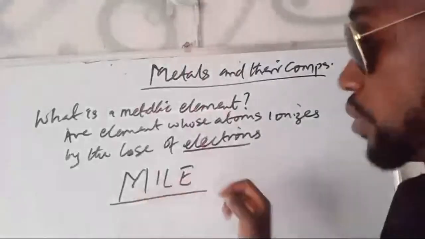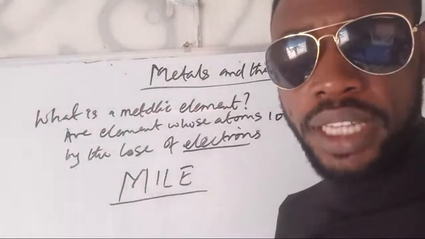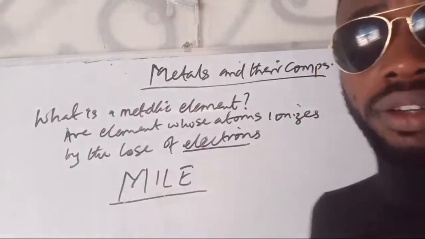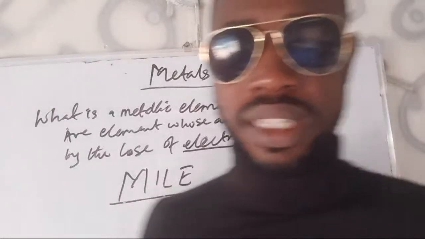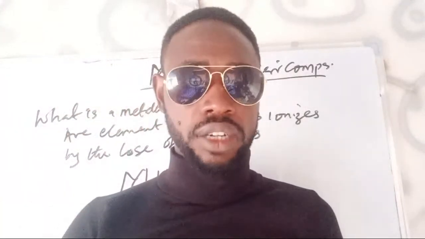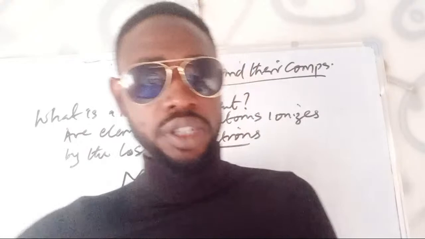So I said, when you say MILE, you have covered the definition of a metal, meaning metals ionize by loss of electron or electrons. And that renders metals naturally reducing agents, because they donate electrons, since their form of ionization is by loss of electrons.